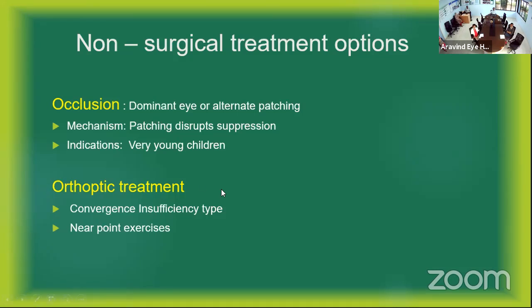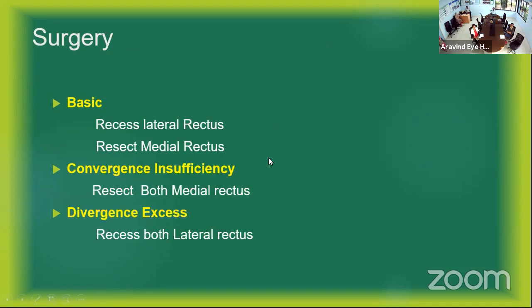The next treatment is for older children: we give orthoptic treatment for convergence insufficiency type IXTs. We give near point exercises like pencil push-ups. So this is how the non-surgical part is managed.